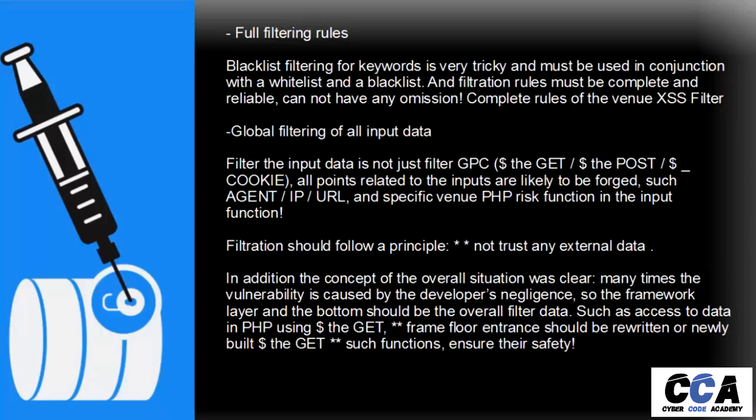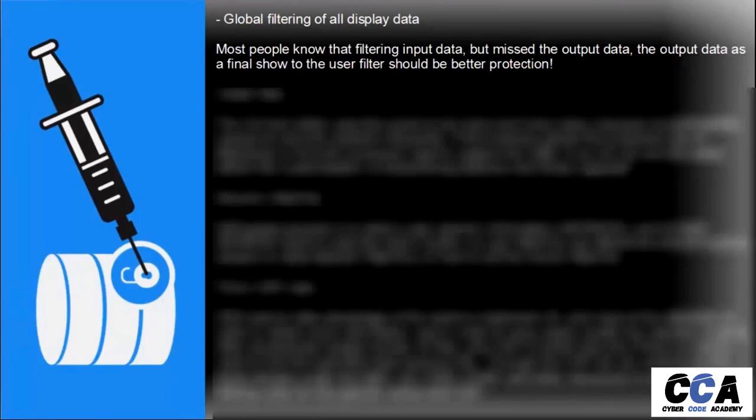Many times the vulnerability is caused by developers' negligence, so the framework layer and the bottom layer should do overall filtering of data, such as access to the data in PHP using $_GET. The framework's entrance should be written or newly built to filter $_GET. Such filtration ensures their safety. Global filtering of all display data.